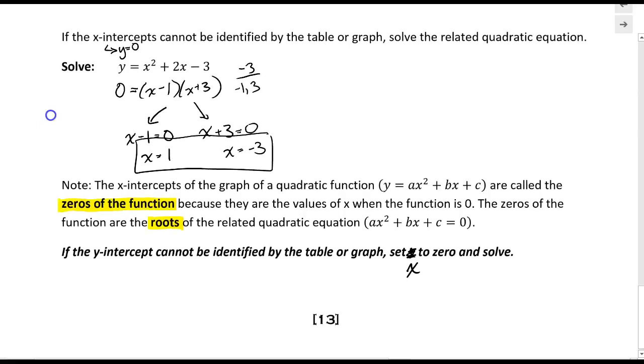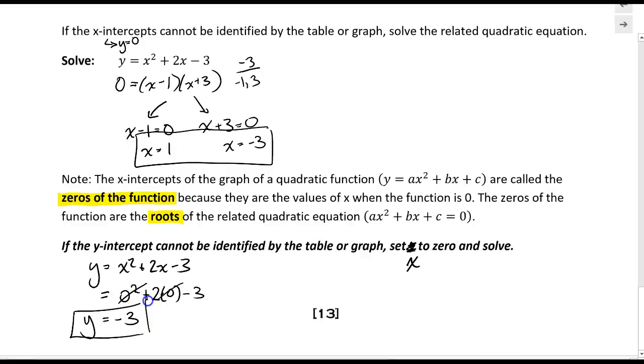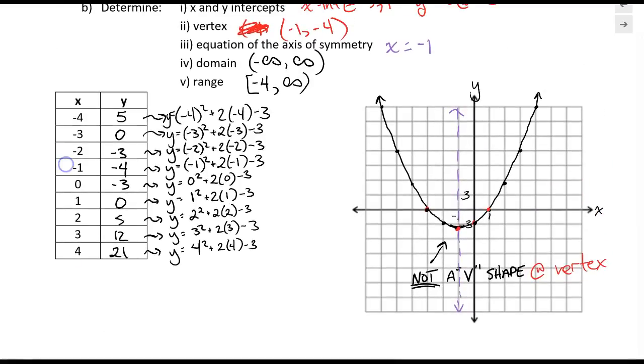So for this particular question, we had graphed y equals x squared plus 2x minus 3. So instead of x, I'm going to plug in 0 squared plus 2 times 0 minus 3. This is 0, this is 0, y equals negative 3. And again, you'll notice that this is the same answer that I got by looking at my graph.